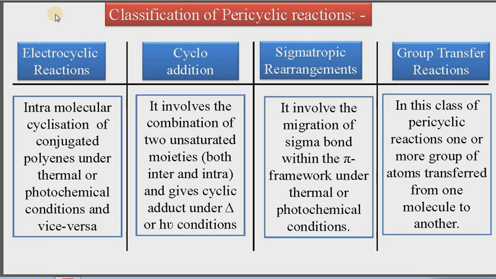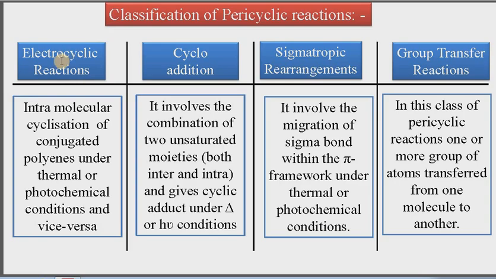Third class of reaction is sigmatropic rearrangement. Sigmatropic means it involves the migration of a sigma bond within the pi framework under thermal or photochemical conditions. One sigma bond shifts from one position to another within the molecule. It is a reaction in which a sigma bond formally migrates from one end to the other end of a pi electron system and the net number of pi bonds remains the same.